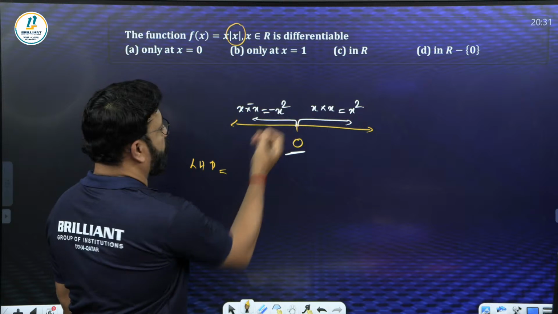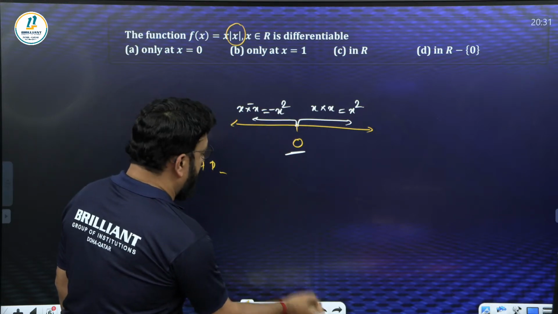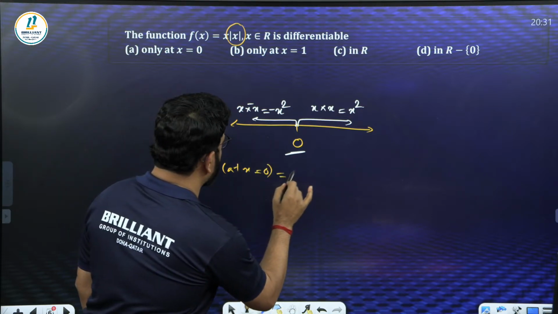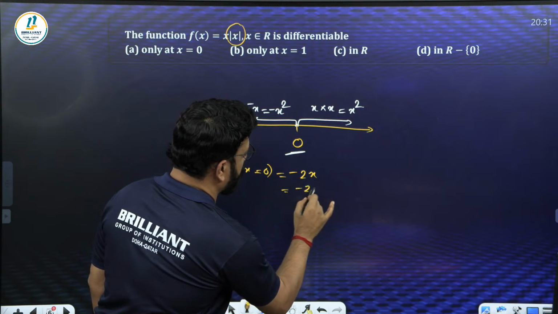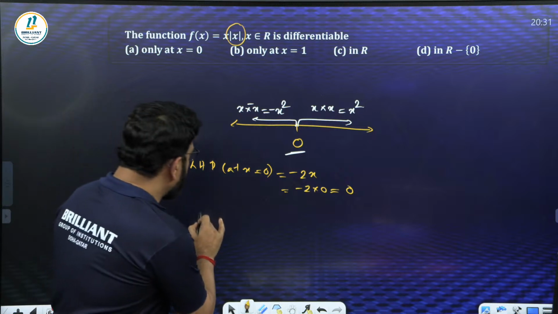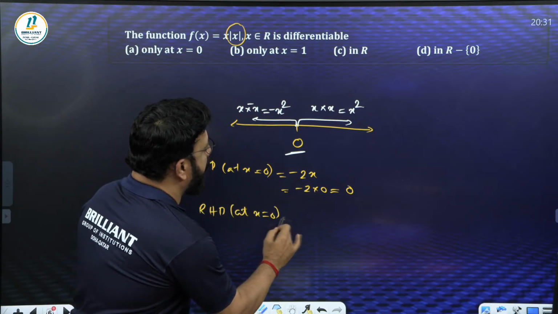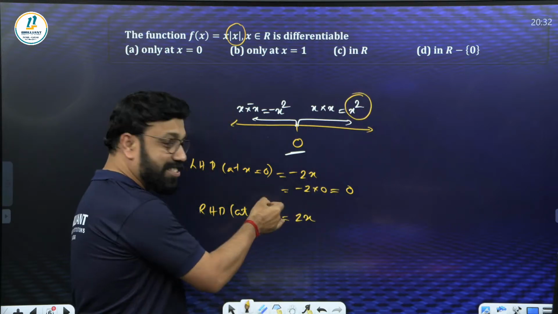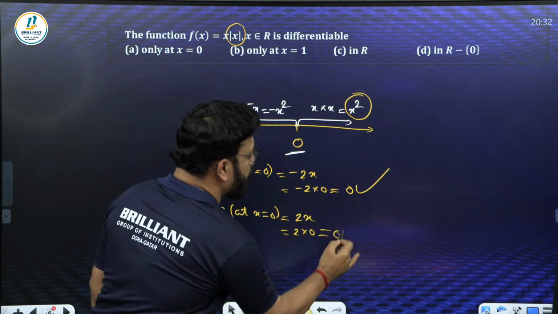0. We can check LHD. LHD equals the derivative of minus x square, that goes to minus 2x. LHD at x equal to 0 goes to negative 2x at x equal to 0, which means minus 2 into 0 goes to 0. Got it? RHD at x equal to 0: the derivative of x square goes to 2x, at x equal to 0, 2 into 0 goes to 0. Yes, LHD equals RHD.